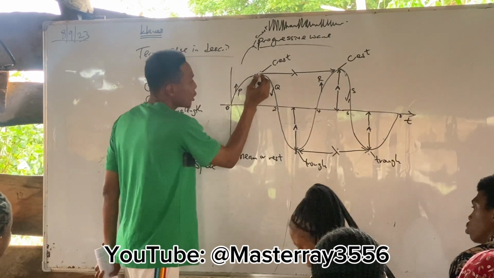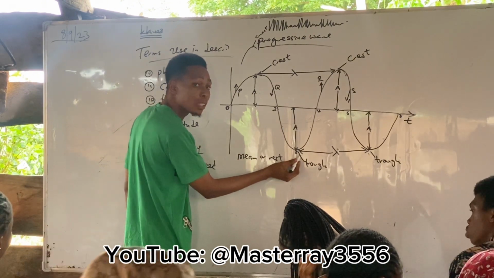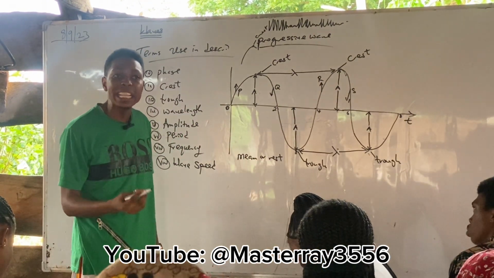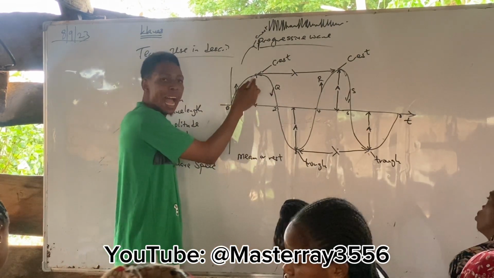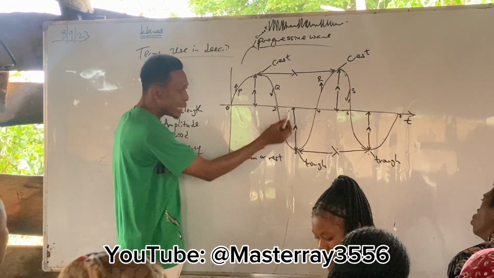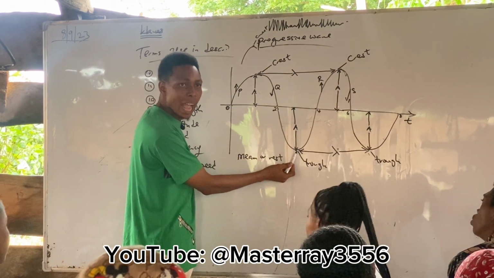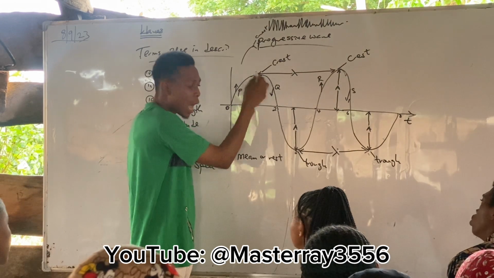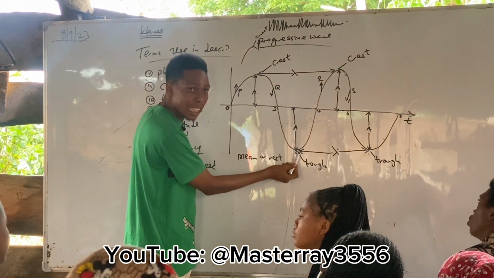Now, this is it. And your crest, you can see now your crest is at the top, is it not? While your trough is at the bottom. So, whenever you want to define your crest, you can simply say that it is the maximum upward displacement of a wave. While your trough is the maximum downward displacement of the wave. Are you following? So the maximum upward displacement is known as what? Crest. And the maximum downward displacement is known as what? Trough. Is that clear? Yes.